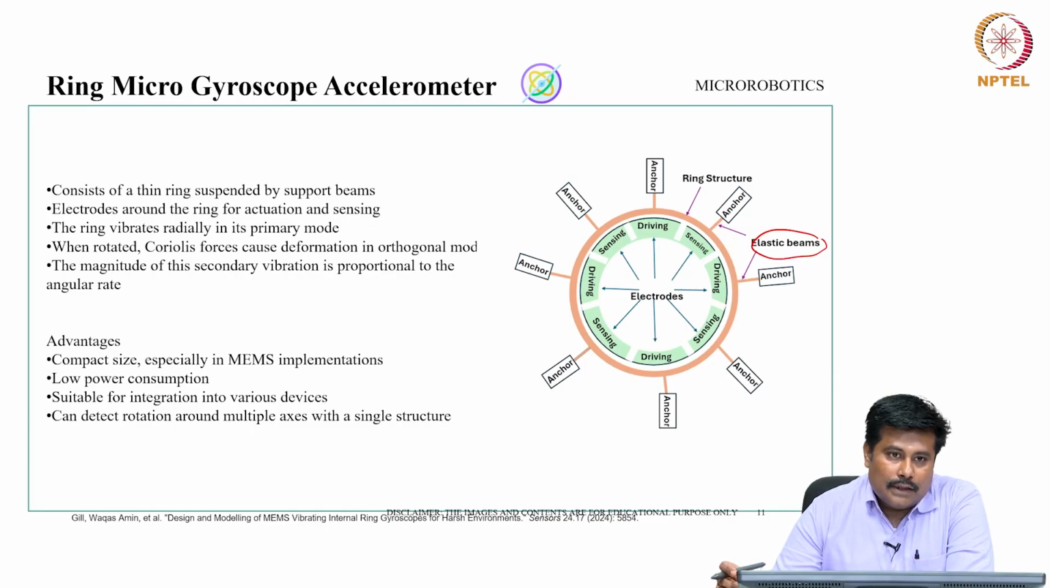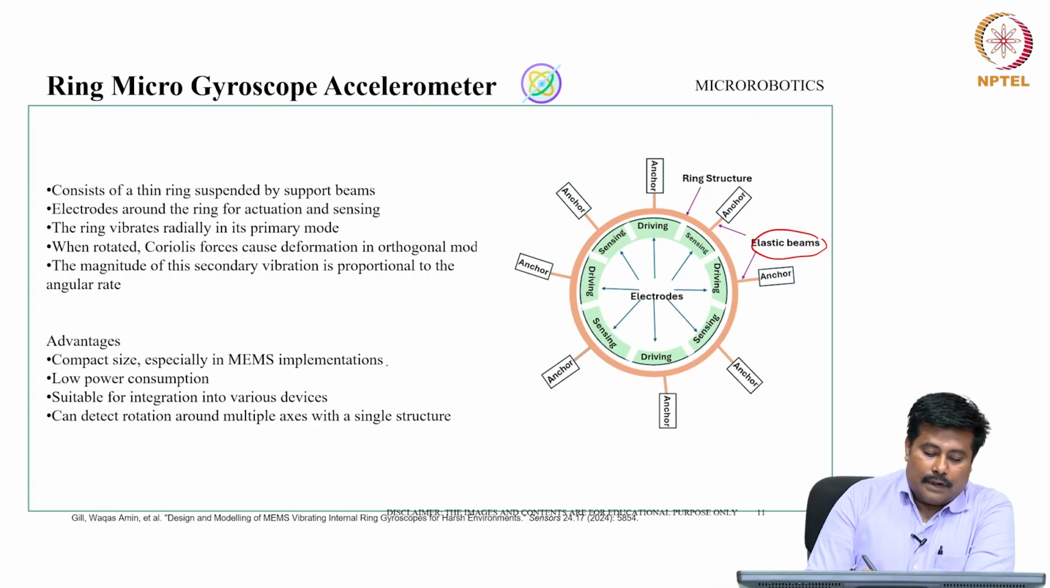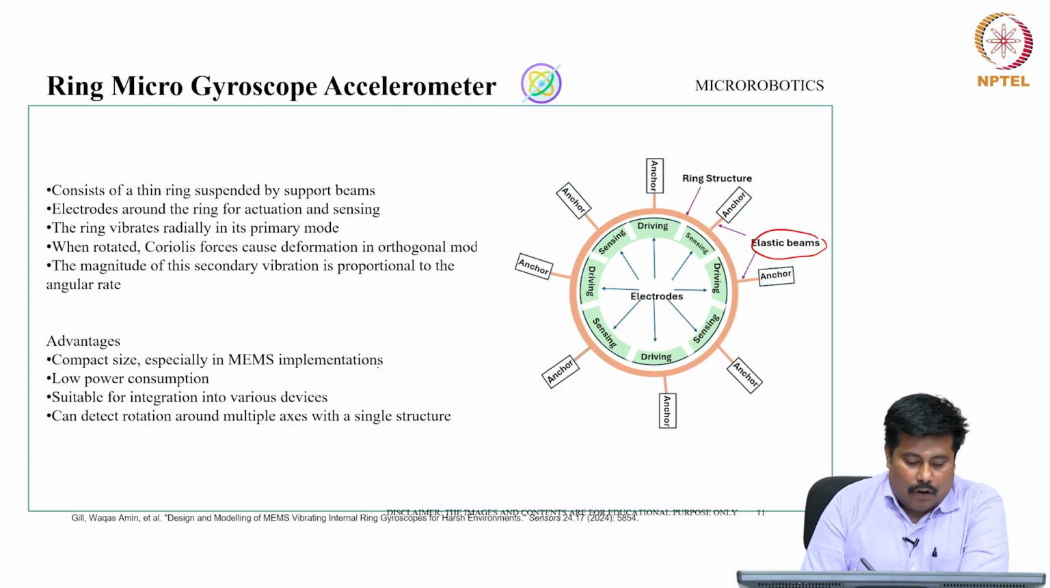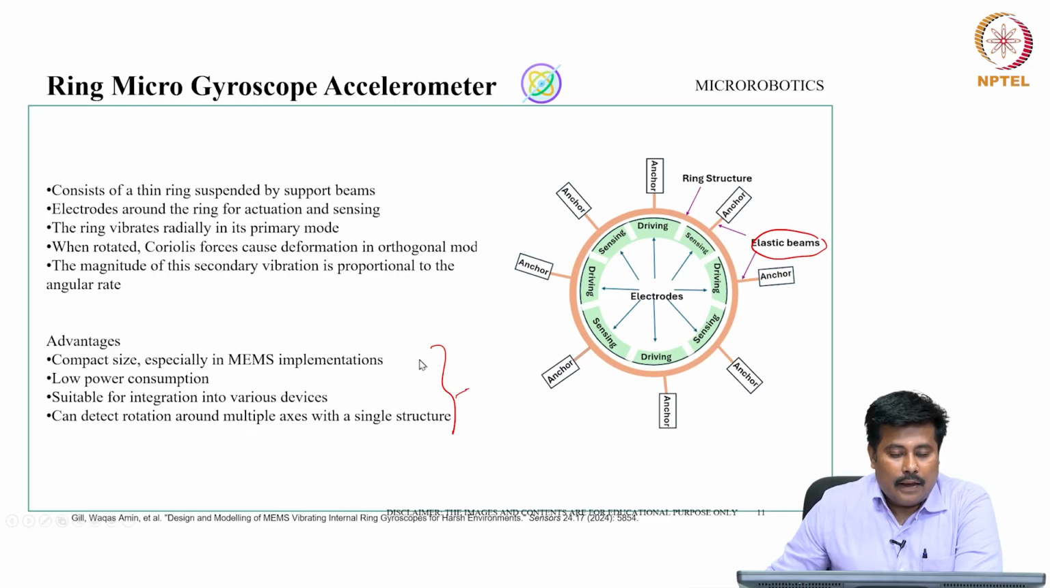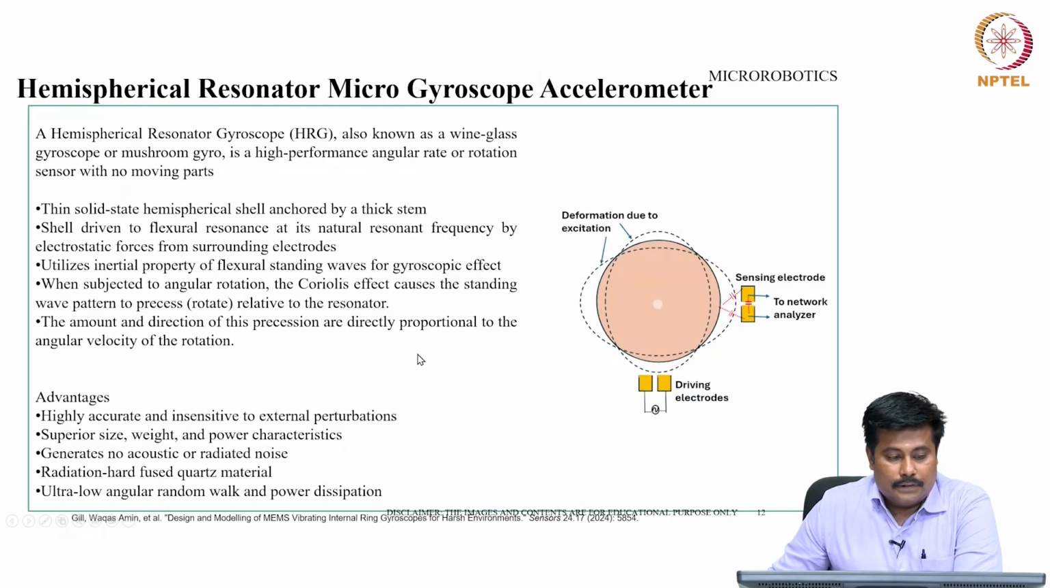The major advantages of this ring micro gyroscope accelerometer are that it is compact in size, especially in MEMS implementation, has low power consumption, is suitable for integration into various devices, and can detect around multiple axes with a single structure. So these are the key advantages of the ring micro gyroscope accelerometer.